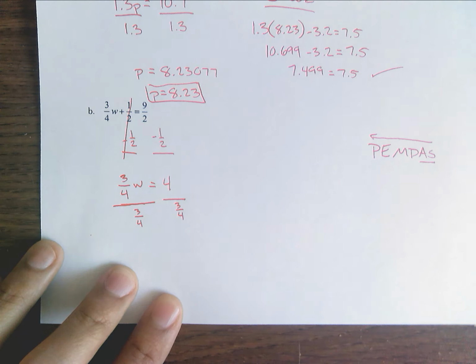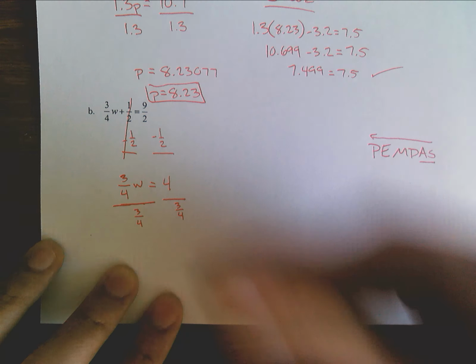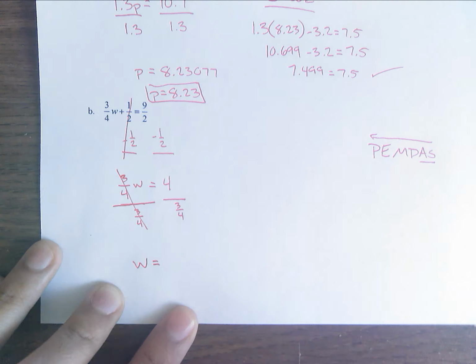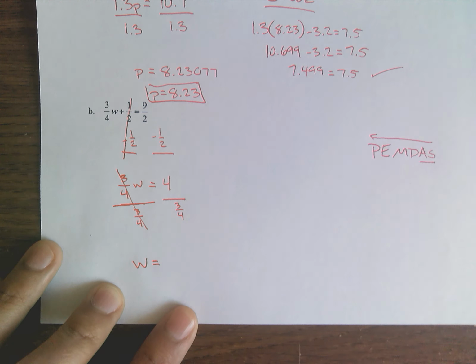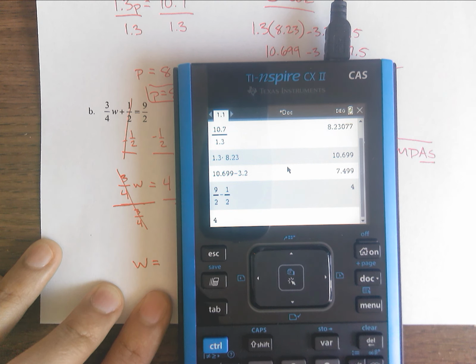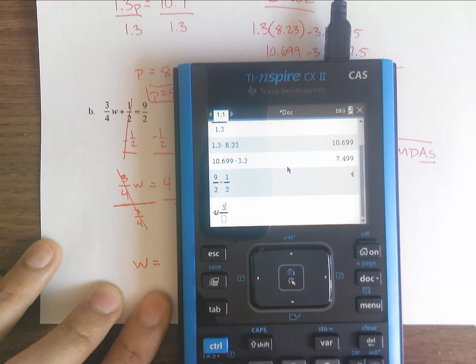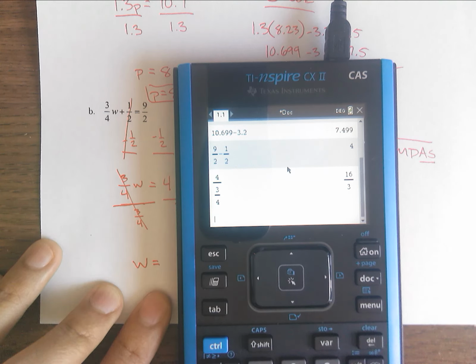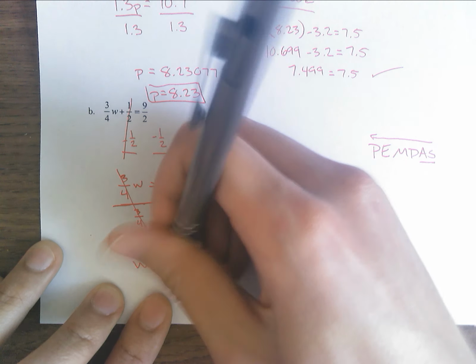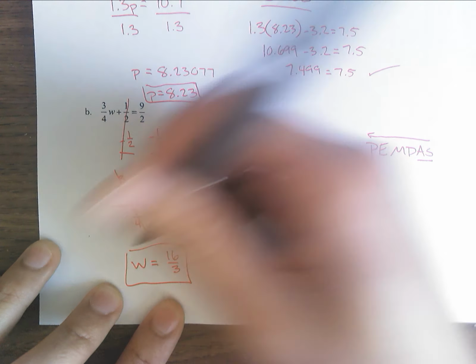So 4 divided by 3/4. On the left-hand side, these cancel. So all that's left is W. And then on the right-hand side, we have 4 divided by 3/4. Let's go back to the Inspire. So we have 4 divided by 3/4. So we got to use our fraction bar. So Control, divide. So 3/4. So 3 and then 4. You hit enter, and you get an answer of 16/3. So W equals 16/3. And that is our solution.